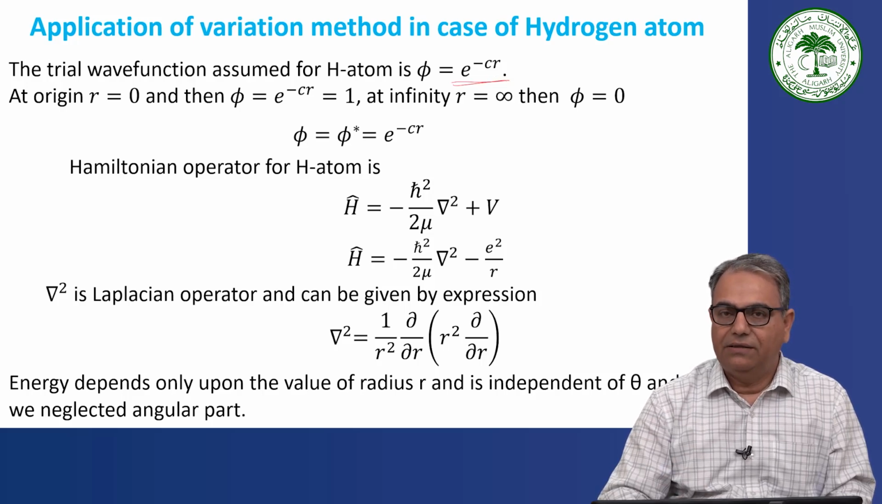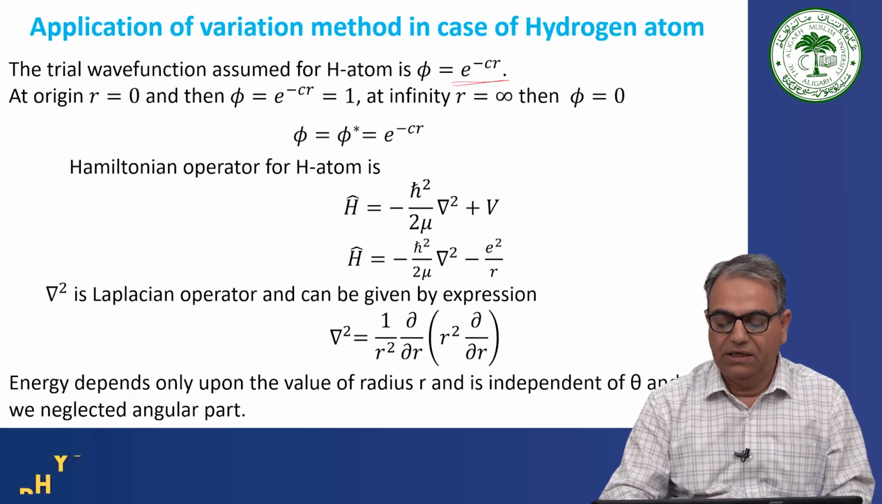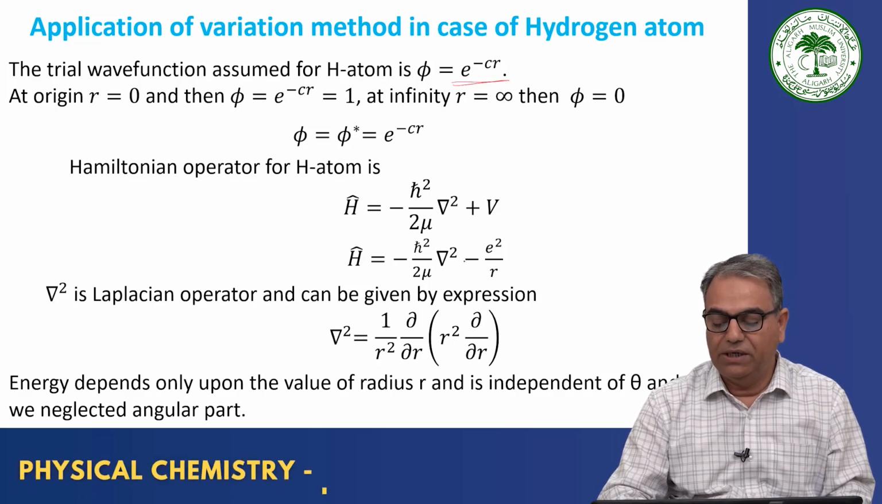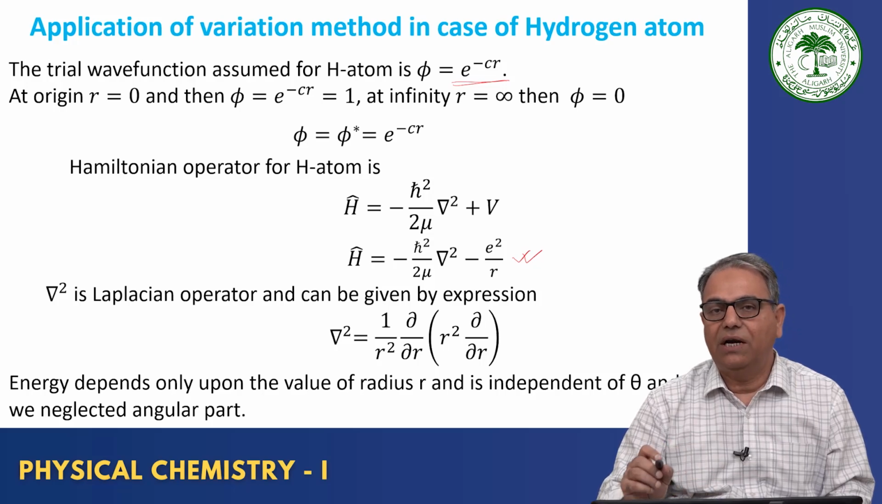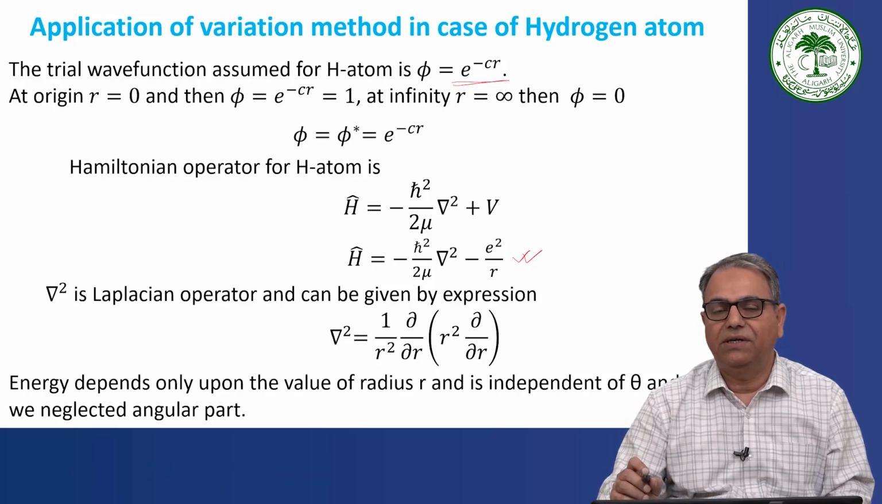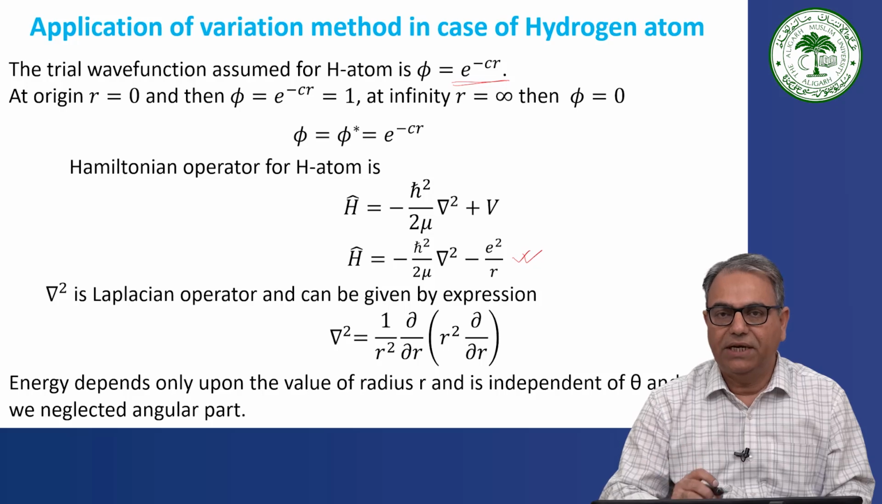Then I said that the Hamiltonian for the hydrogen atom, which you can write, is minus h cross square divided by 2 mu del square minus e square by R, where e square by R is the potential energy. Now, the energy of an electron in the hydrogen atom depends only on the R function, it is independent of theta and phi functions. So the Laplacian which we take here involves only the R function, not the theta and phi functions.